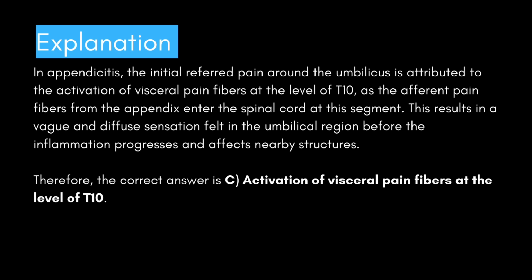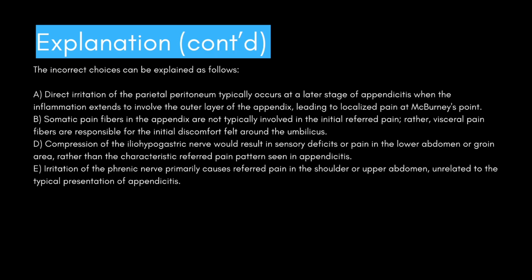Let's go ahead and take a look at why the other answer choices are incorrect. Direct irritation of the parietal peritoneum typically occurs at a later stage of appendicitis when the inflammation extends to involve the outer layer of the appendix, leading to localized pain at McBurney's point. Somatic pain fibers in the appendix are not typically involved in the initial referred pain. Rather, visceral pain fibers are responsible for the initial discomfort felt around the umbilicus.